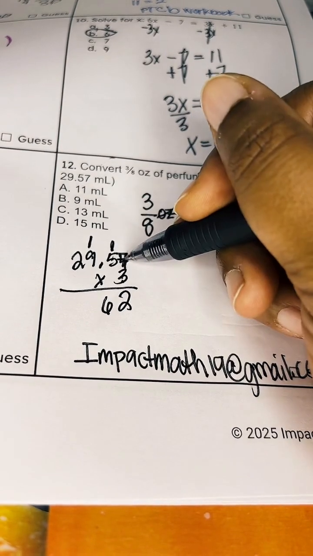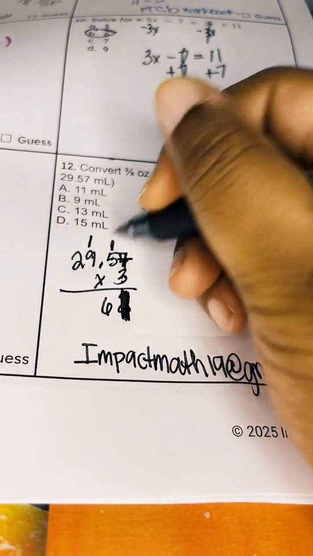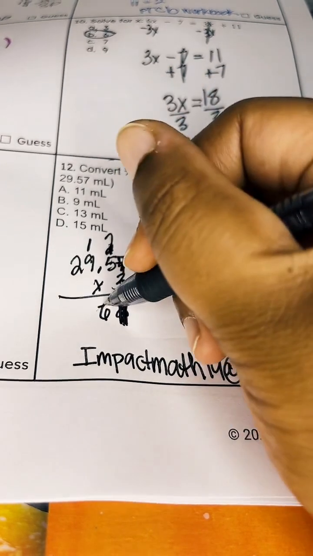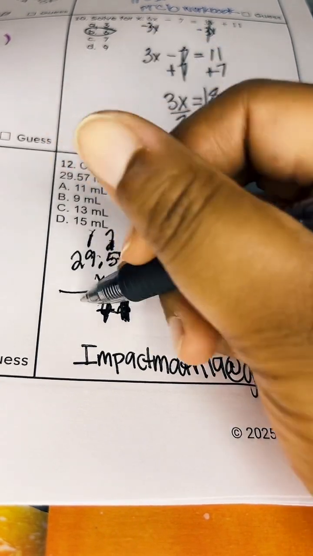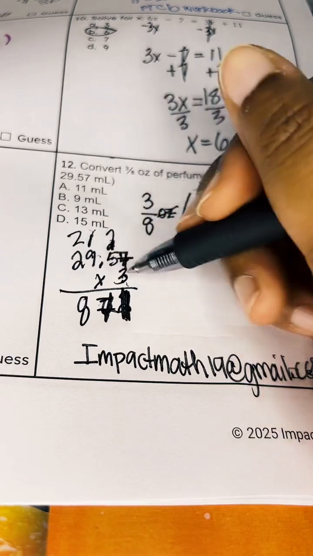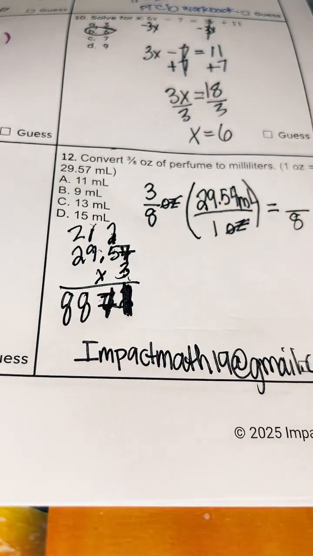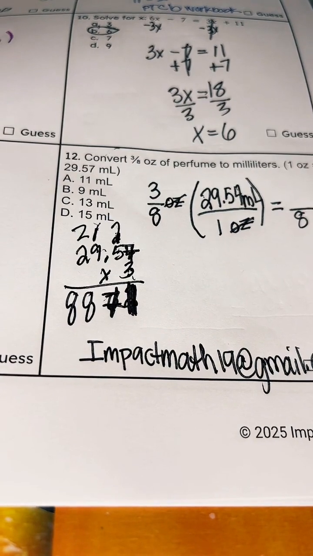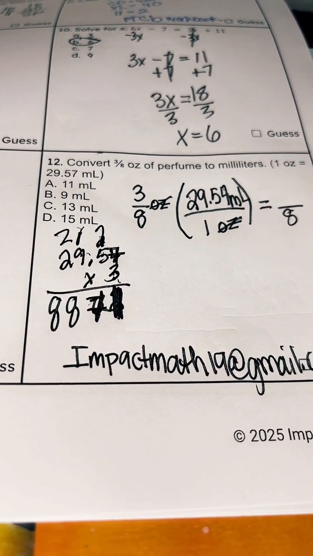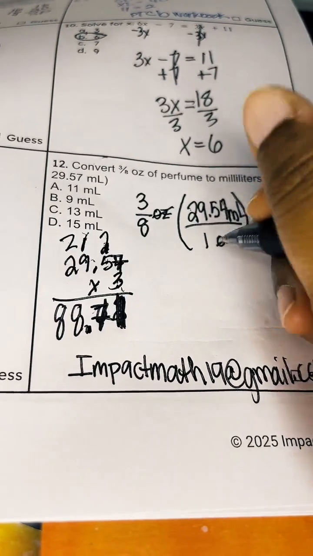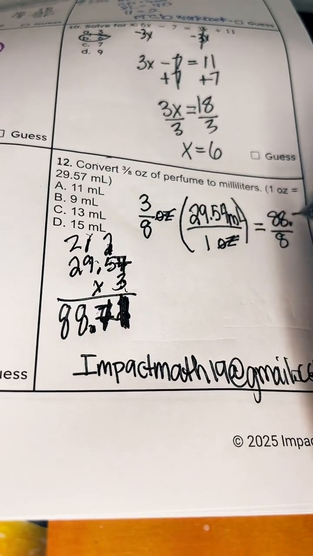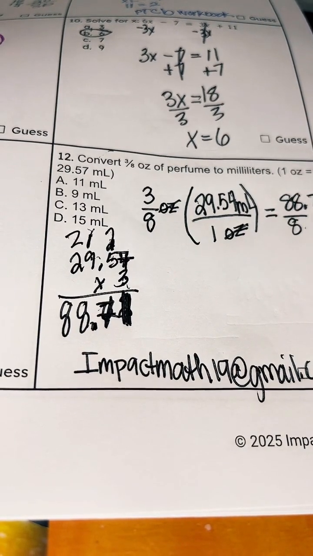Okay. So 3 times 7 is 21. So I'm going to put 1, 2, 15, 16, 17. Yes, 7. And then 27 plus 1 is 28. Carry that 2. So then we get 6 plus 2 is 8. So 88.71 is what I'm getting. Did y'all get that? Ooh, 88.62. Am I messing up? Yes? Okay, good. Perfect. So we should get 88.71. Now we go and divide.